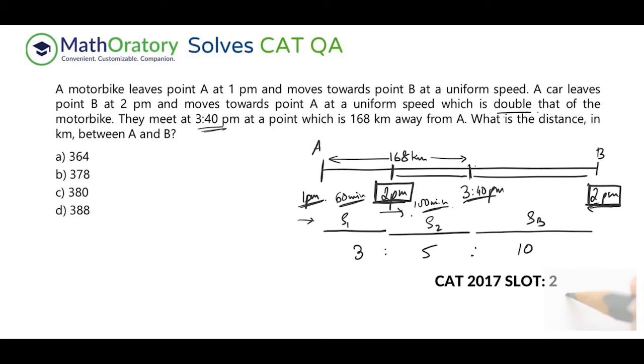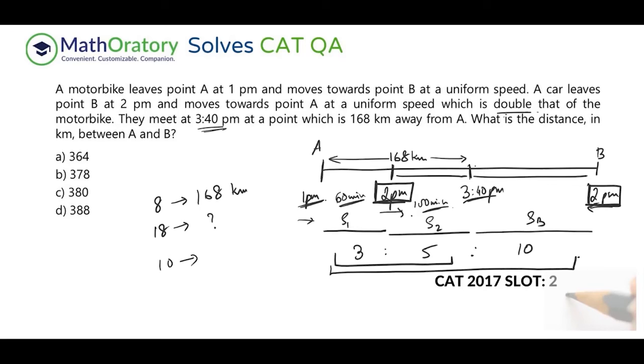So now we know the relationship. The entire thing, segment one plus segment two, that is 8 parts, is actually 168 kilometers. What we are looking for is the entire distance A to B, which is segments 1, 2, and 3 combined. So that is 18 parts. This is what the question is asking for. How much are the 18 parts corresponding to, right? You can directly do this as 21 into 18, or what I'll do is figure out this 10. That will be easier.